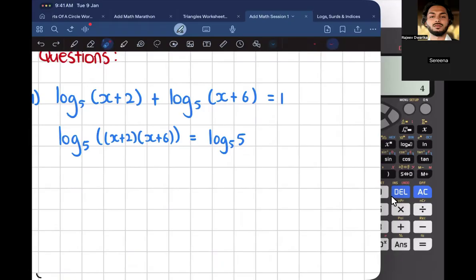Let me ask you this. How many log terms are you seeing on either side? One on each side. So we could drop the logs. If I drop the logs, I'm going to end up with x plus 2 times x plus 6, and that's going to be equal to 5. Confusing or no? Not confusing. I see that you didn't drop your logs.